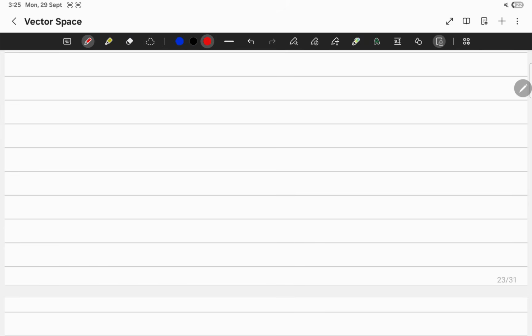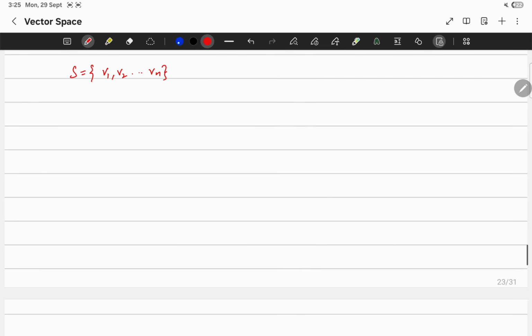As we have discussed the linear span of a set in the last session. So what I said, if you are given a set S of vectors v1, v2, so on up to vn, a finite number of vectors, then the linear span of the set of vectors is the set of all the linear combinations, that's alpha 1 v1 plus alpha 2 v2, plus so on, plus alpha n vn, where these scalars are coming from the field of the vector space.